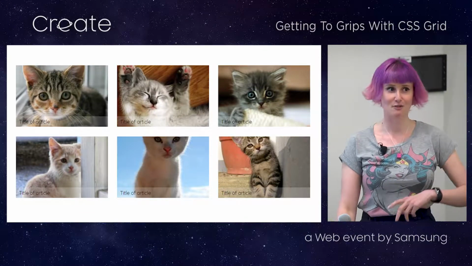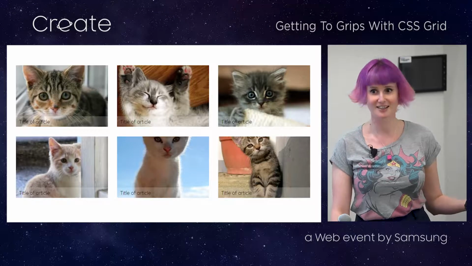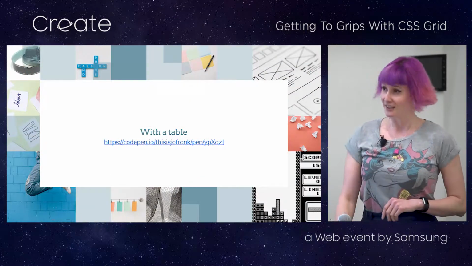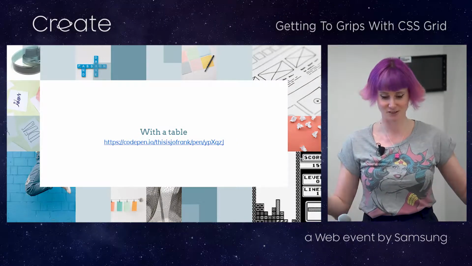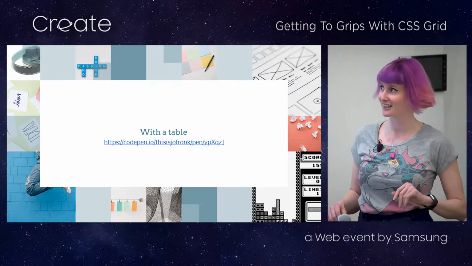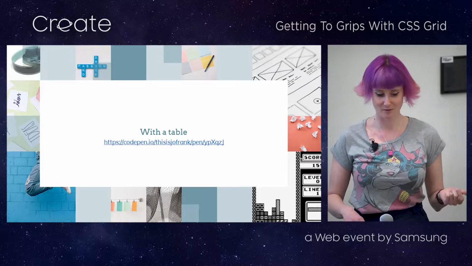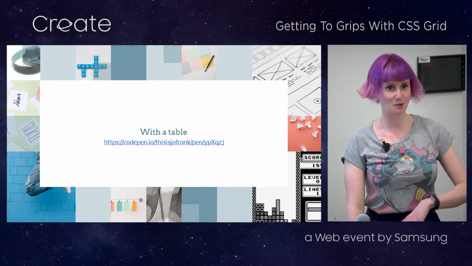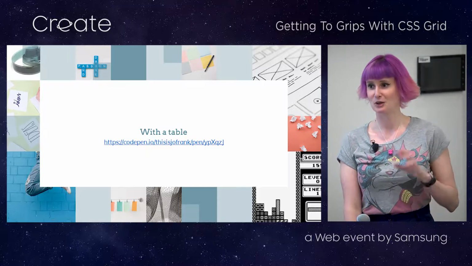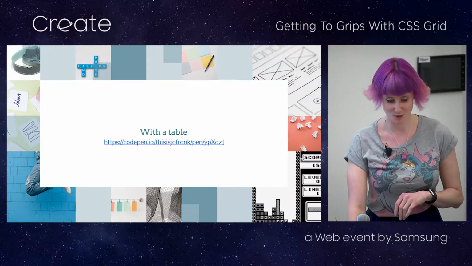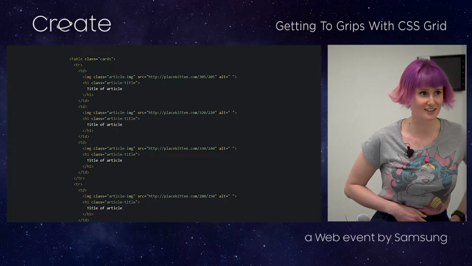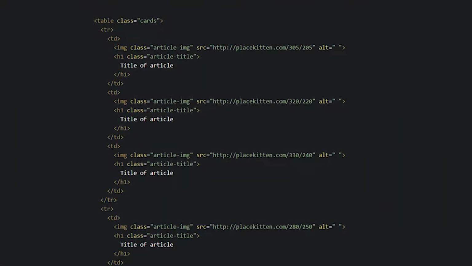So let's take a look at how we might have built this in the past, and then we'll talk about how we would build it with Grid. Before any of you start shuddering, in the past, we might have built this with a table. I know it's horrible, but I think it's good if we have a look at the code and look at why we don't do this anymore. Can you all see that? This might be an example of how we might have built this with the table.